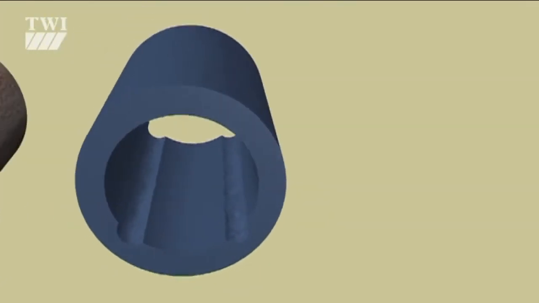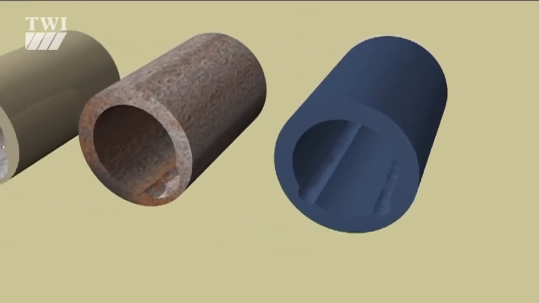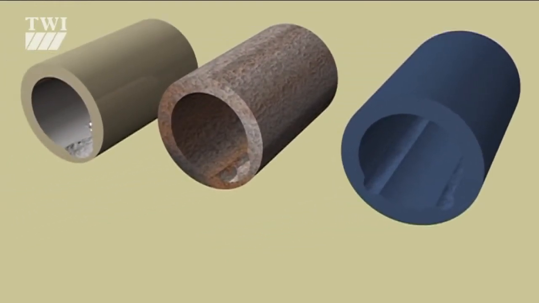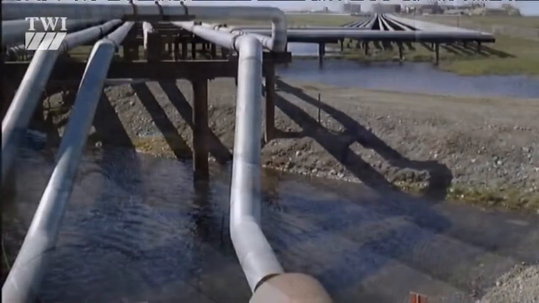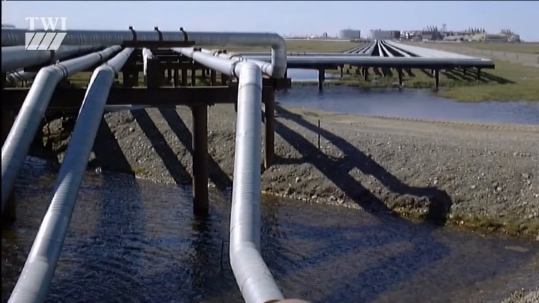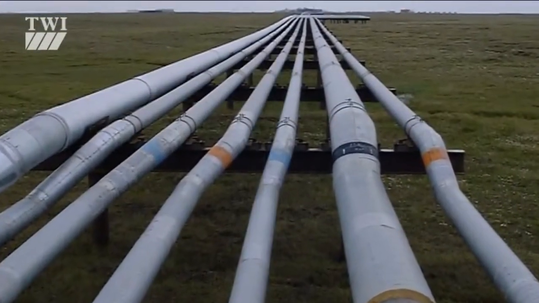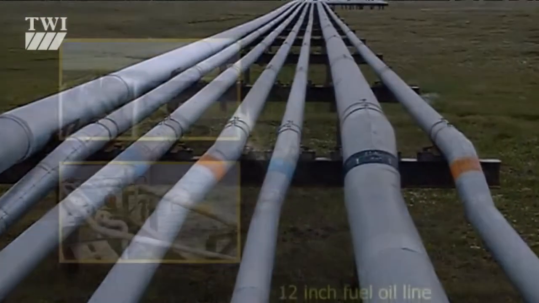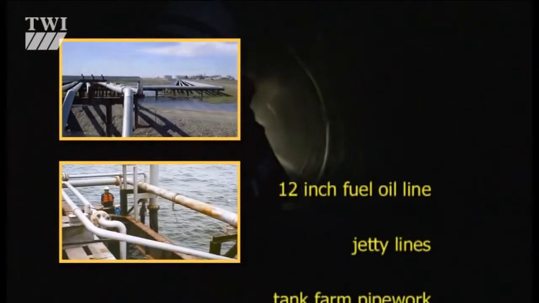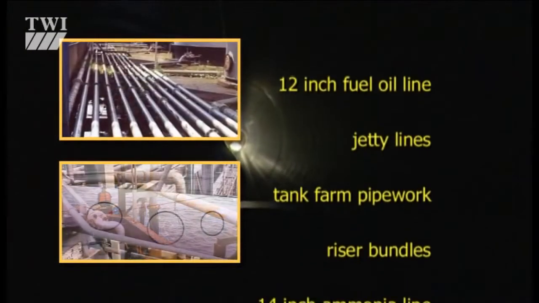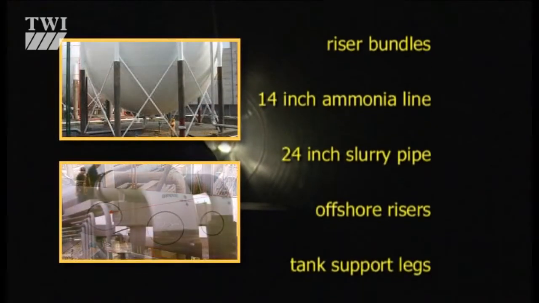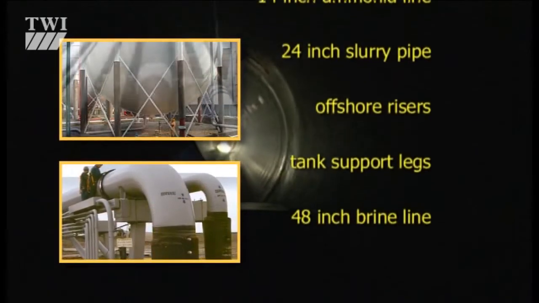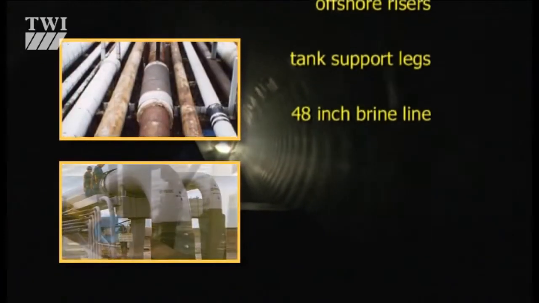It's used specifically to find both internal and external corrosion, and also erosion in thermally insulated, coated and buried pipework, corrosion under pipe supports, and hidden welded joints. So it finds its niche in petrochemical process pipework, oil and gas transmission lines, gas manifolds, offshore risers, jetty lines, and power station boiler tubes.